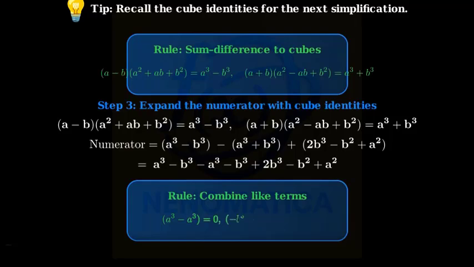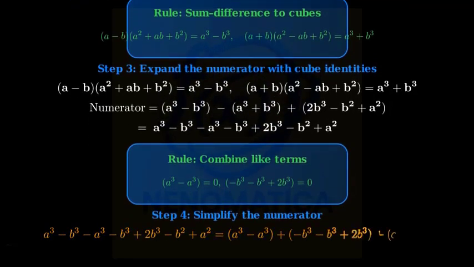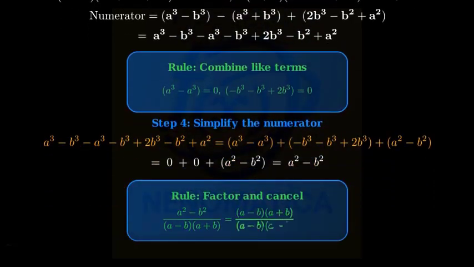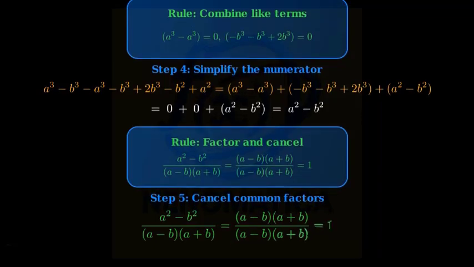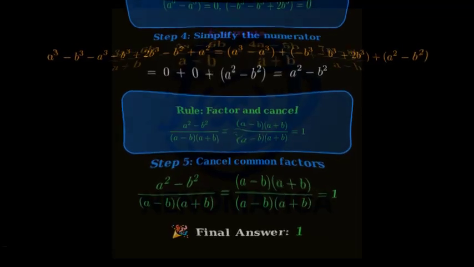Step 4. Combine like terms in the numerator carefully. The a cubed minus a cubed cancels to 0. The minus b cubed minus b cubed plus 2b cubed also becomes 0. What remains is a squared minus b squared. Step 5. Notice the numerator a squared minus b squared equals (a minus b) times (a plus b). It cancels with the denominator, and the entire expression equals 1.